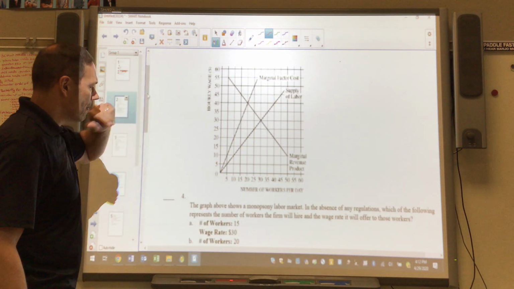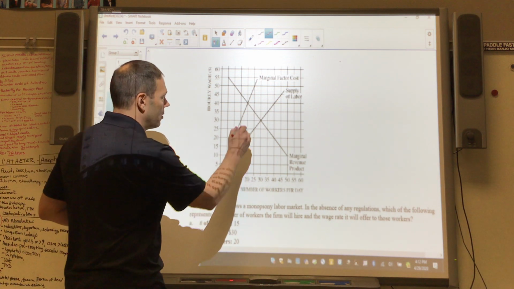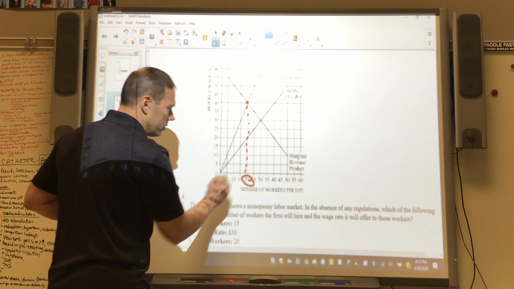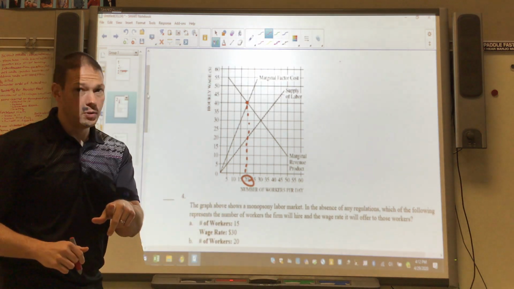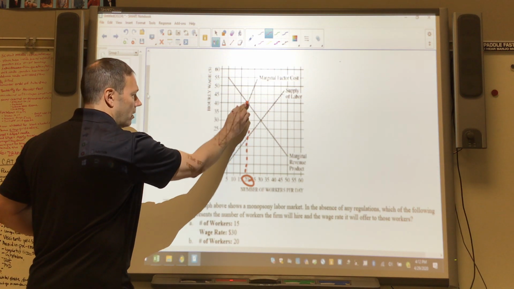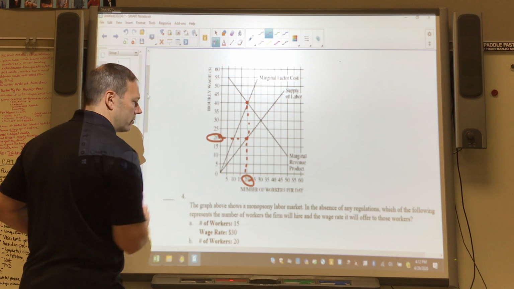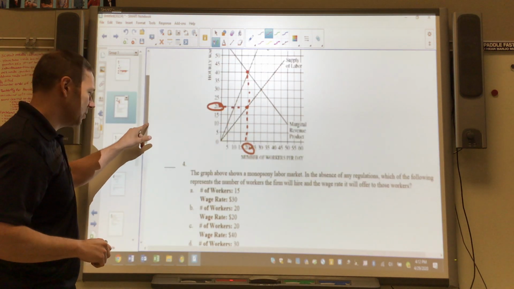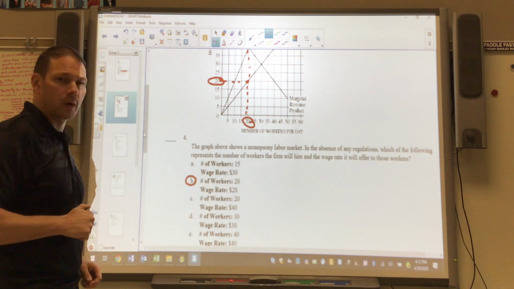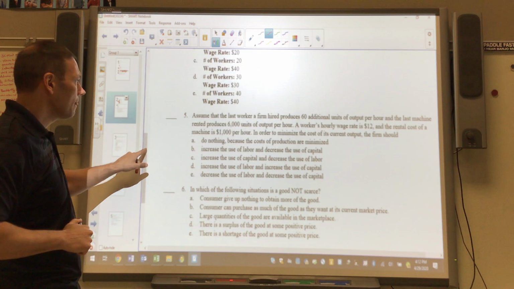All right, here is a monopsonistic labor market, and so what's our rule? MRP equals MRC, or MFC, it's the same thing. And so they're going to hire 20 workers. Remember though, this is key: to find the wage, we do not go straight over from here. We come down to supply, and we figure out that they're going to pay $20. So I believe that's letter B. They're going to hire 20 workers at a wage of $20. Okay, so that's how you read a monopsonistic graph there.